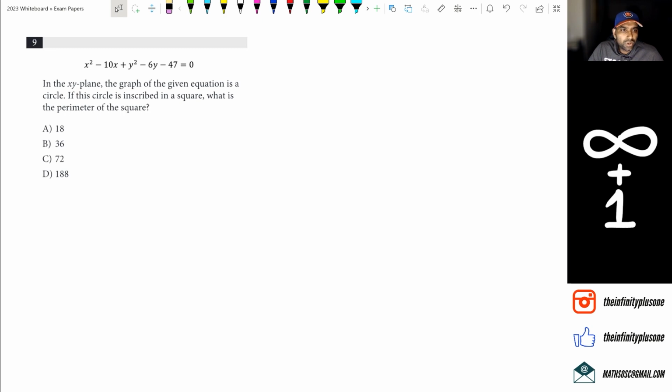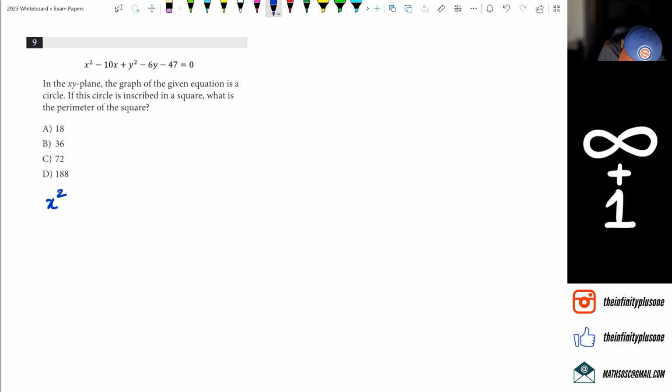Okay, so what we've got here is a square. What's the perimeter of the square? Wow, you guys got some good questions, but some long questions as well. All right, so the first thing we've got to do is work out the radius of the circle. Once we figure out the radius of the circle, then we can work out the perimeter of the square. Now to figure out the radius of this circle, we've got to complete the square.